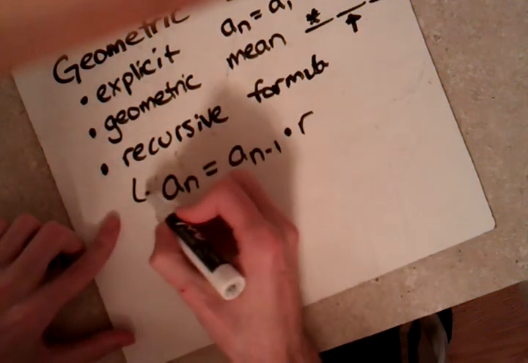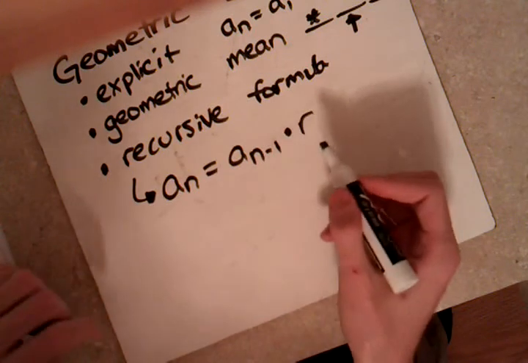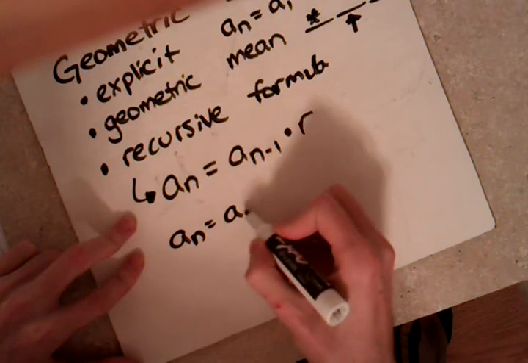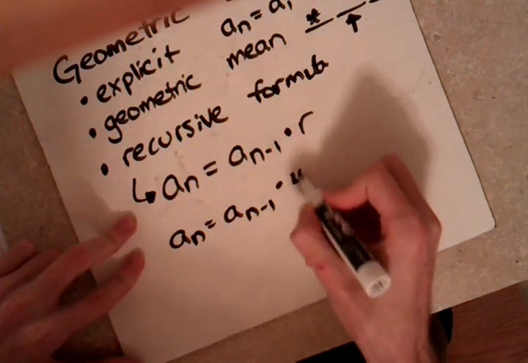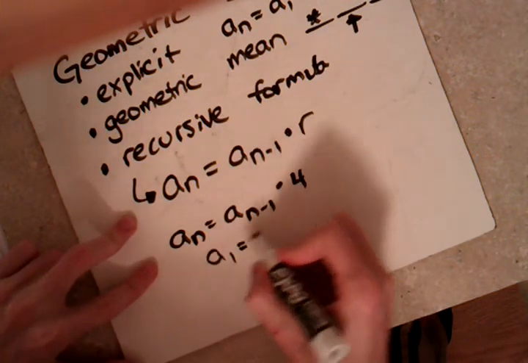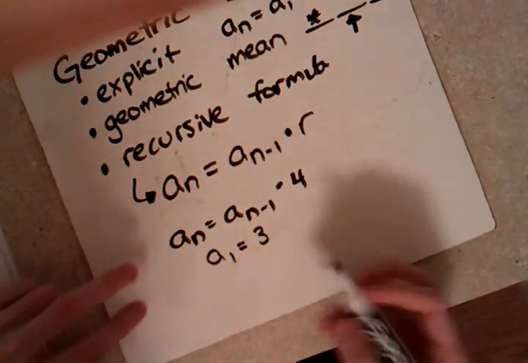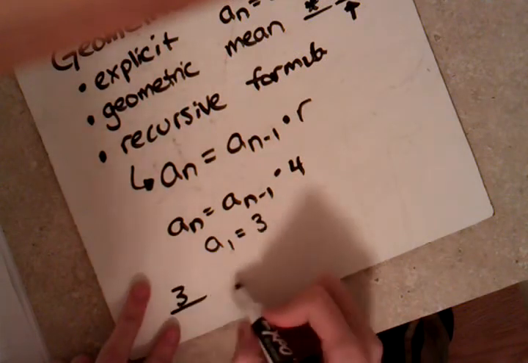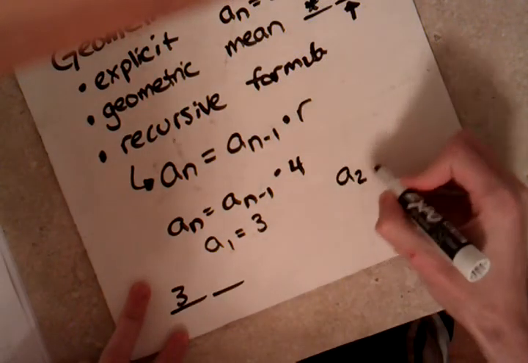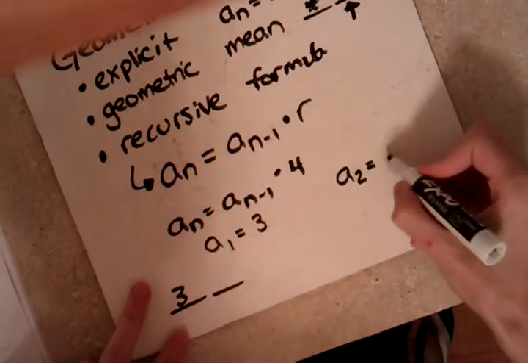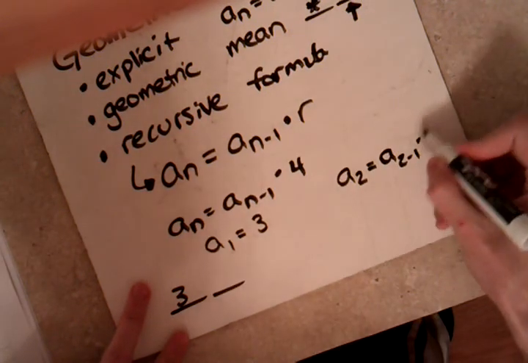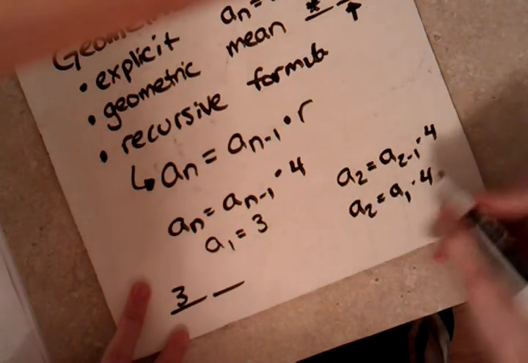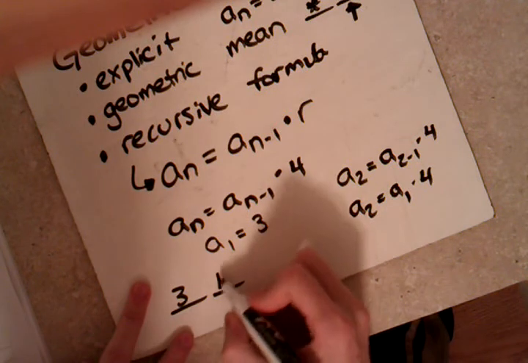So this is another formula that's useful. They might give you this formula here. For example, they might say that a sub n is equal to a sub n minus 1 times 4, and the first number is 3. And you want to find the next 3 numbers, for example. Well, you know the first number is 3, so to find a2, well, we're plugging in 2 for n. a2 would just be a1 times 4. So 3 times 4 would be 12.